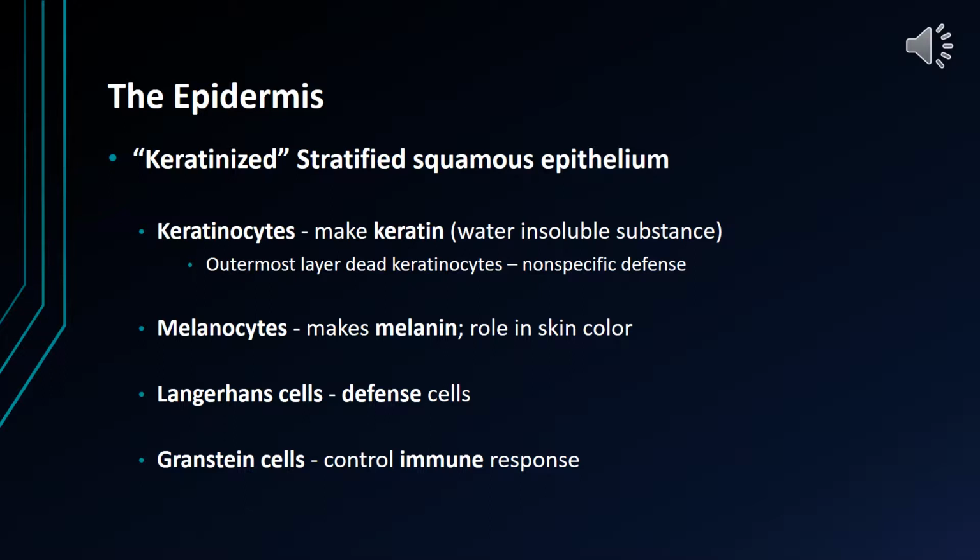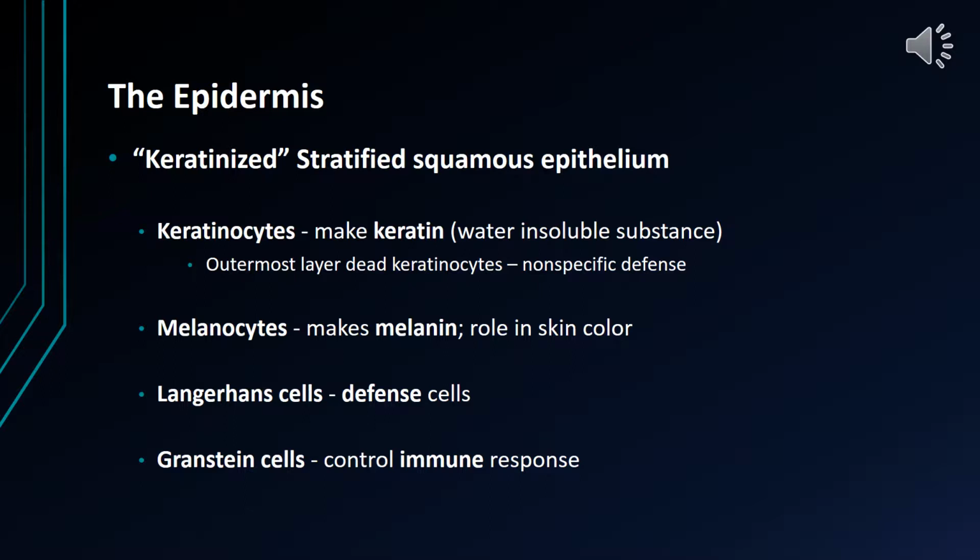The epidermis also contains melanocytes, which make a chemical called melanin, or rather a protein. And it's this protein that determines how dark someone's skin is. Also within the epidermis are the Langerhans cells, which are a type of defense cell, and the Granstein cells, which help to control the immune response.